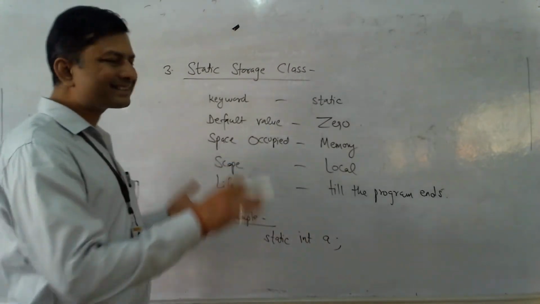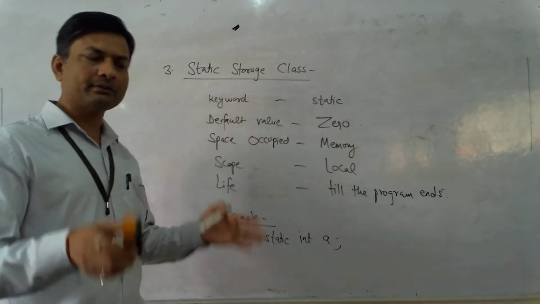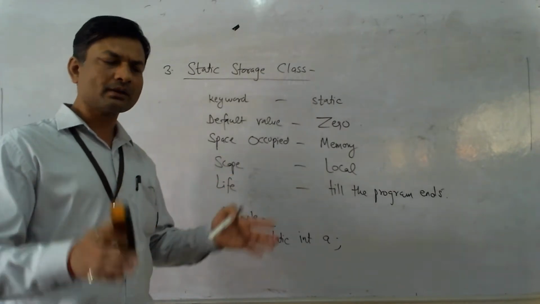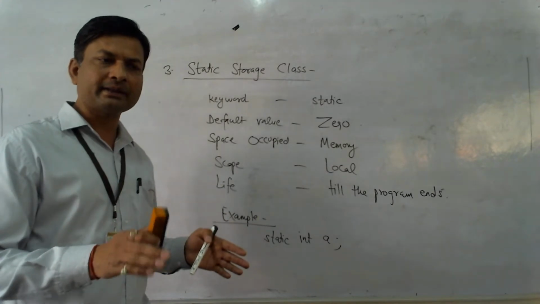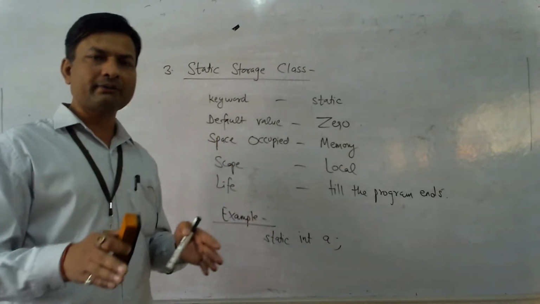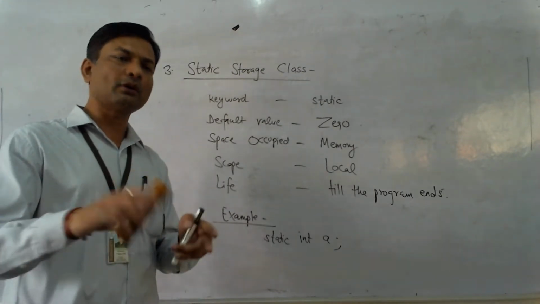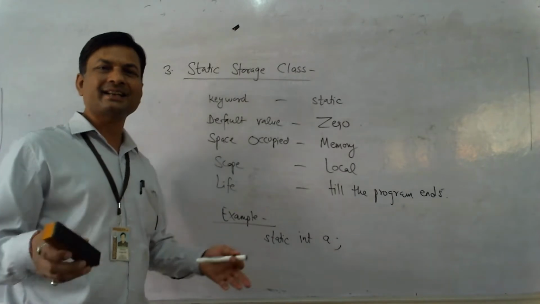So, to show these differences, I will write two programs. Both programs are the same, but in one program, I will declare a variable that belongs to automatic storage class, and in another program, I will write the same variable belonging to static storage class. Then, in the output, we can see the difference.